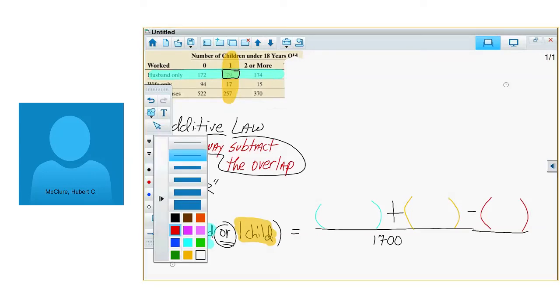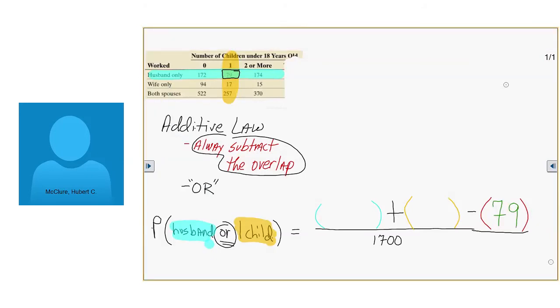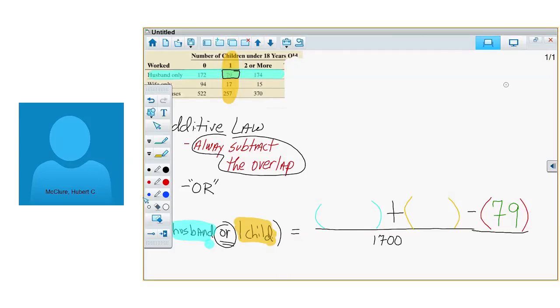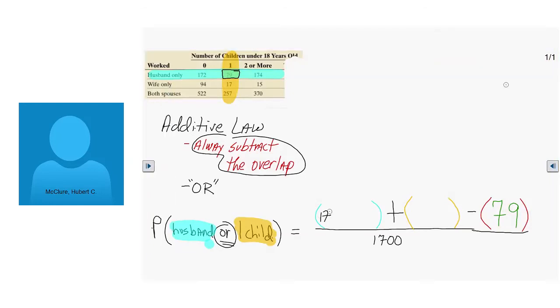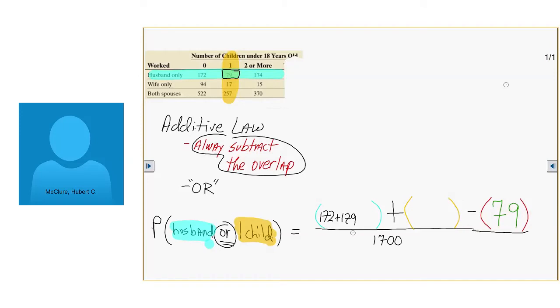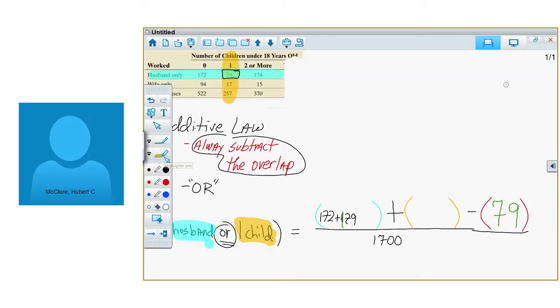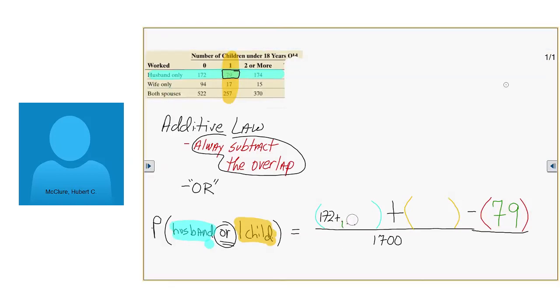Things I do for y'all. Now I take my black marker and I fill in the rest. What's my blue? 172 plus 179 plus 79 plus 70 plus 174.